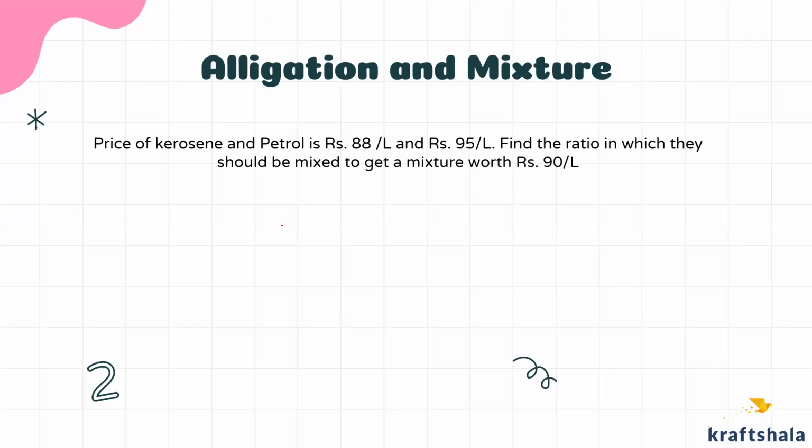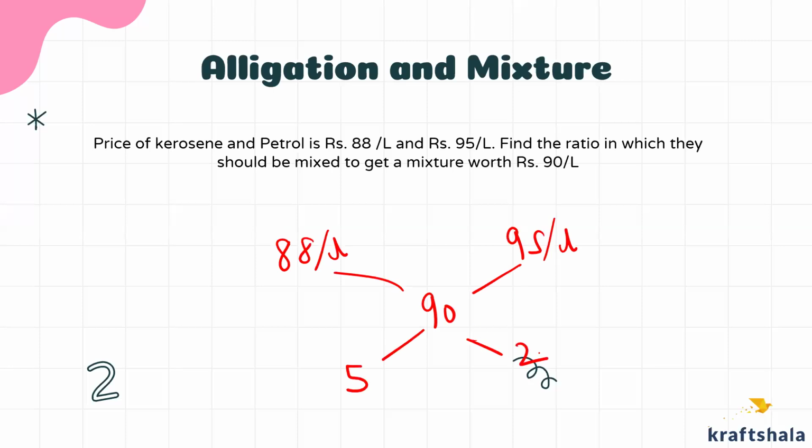Same thing. Price of kerosene and petrol is given. You have to find the ratio. So 88 यहाँ पर, 95 and 90 here. Just subtract 95 minus 90, 90 minus 88. So the ratio is 5 is to.